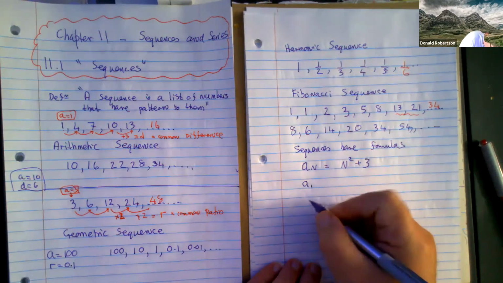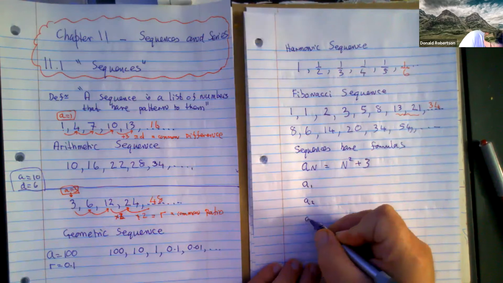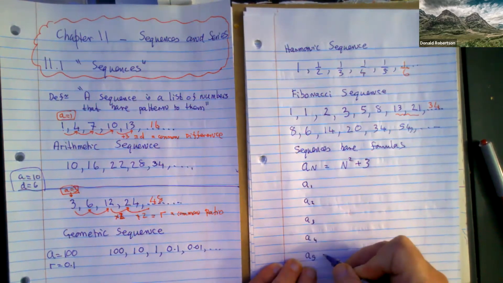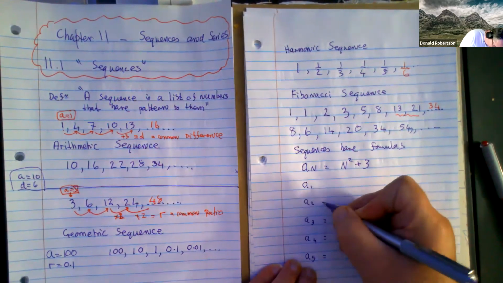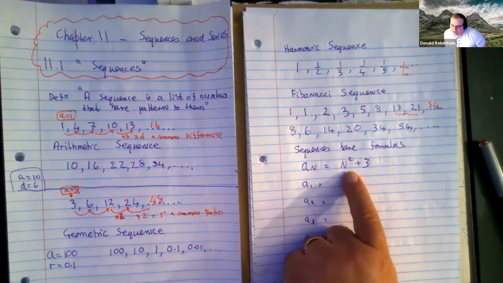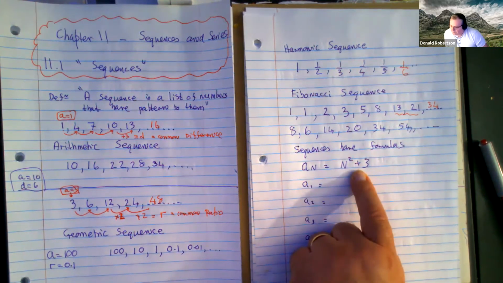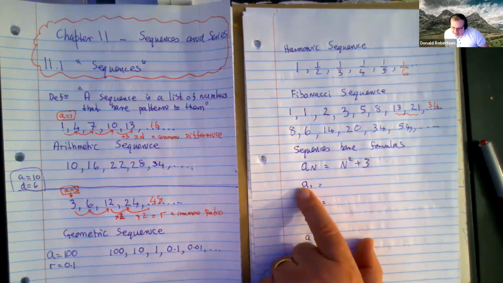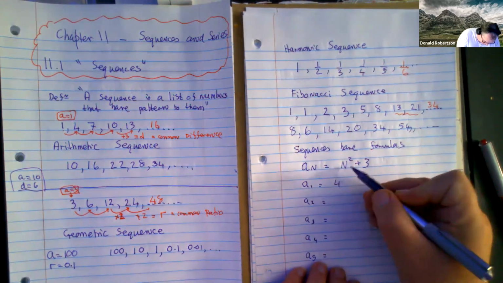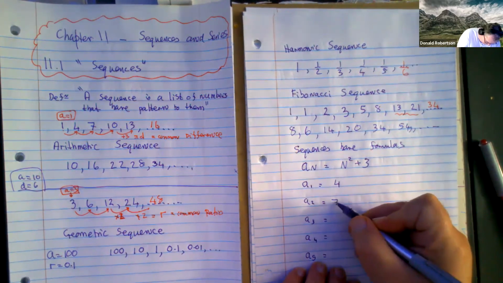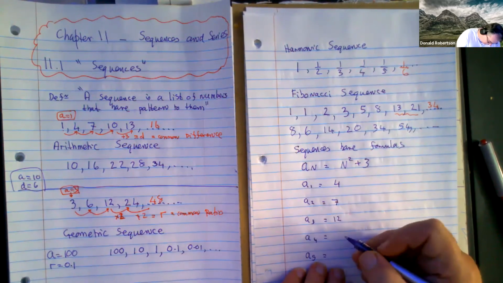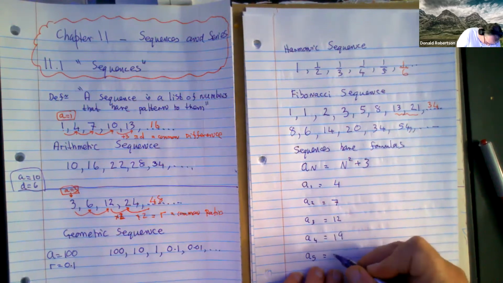The notation is A1, A2, A subscript 3, A subscript 4, and finally A subscript 5. And what you're being asked to do in this question is to find out what the first 5 numbers in this sequence would be. Well, to get A1, don't you just do 1 squared plus 3? To get A2, it's 2 squared plus 3. To get A3, it's 3 squared plus 3. To get A4, it's 16 plus 3, and A5 is 28.